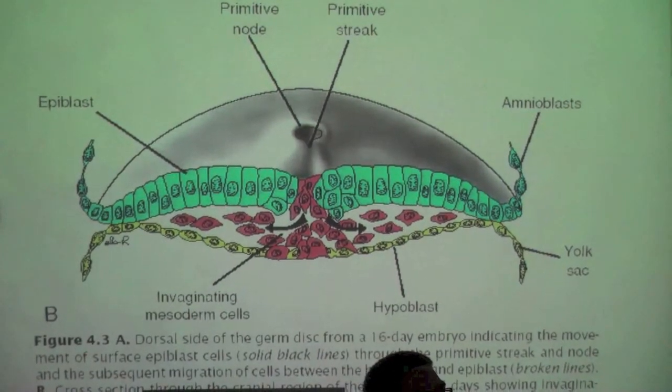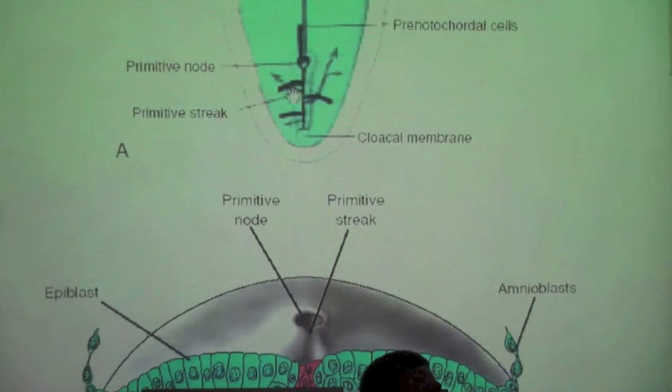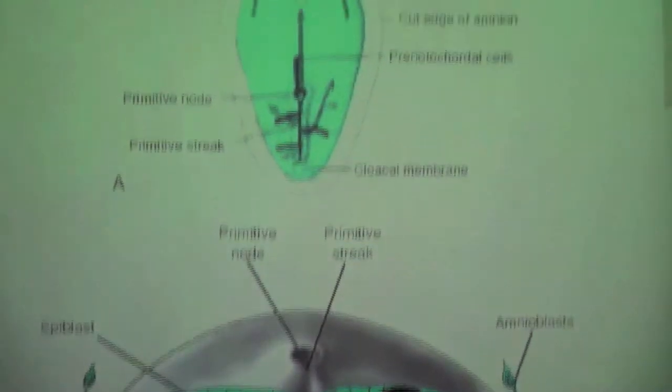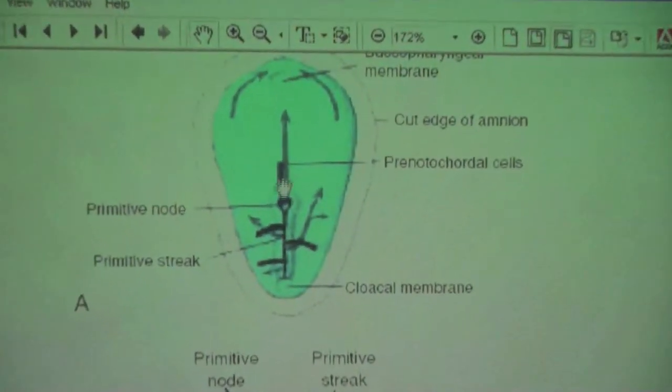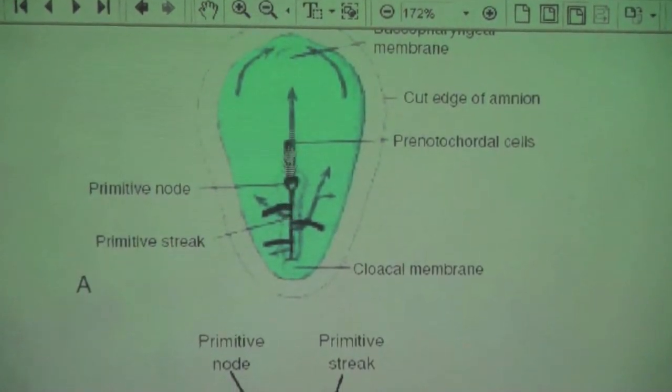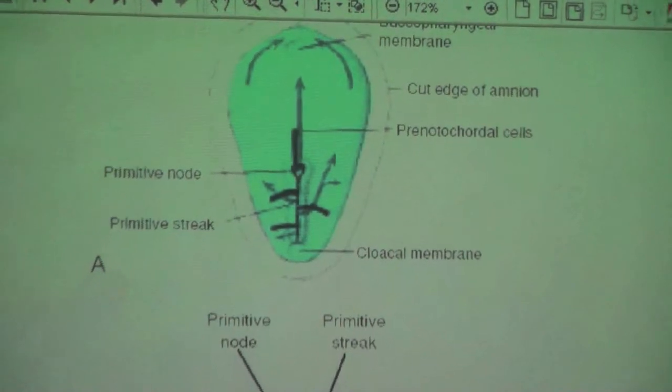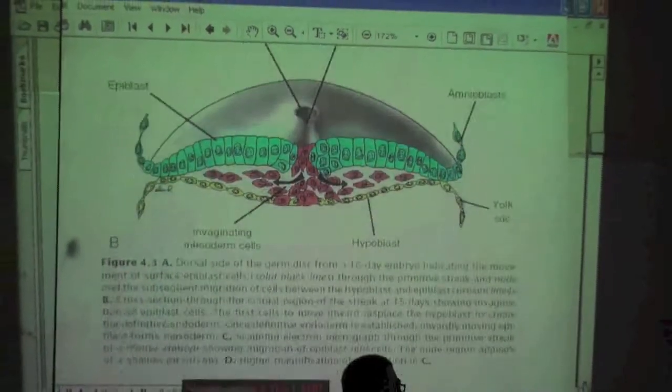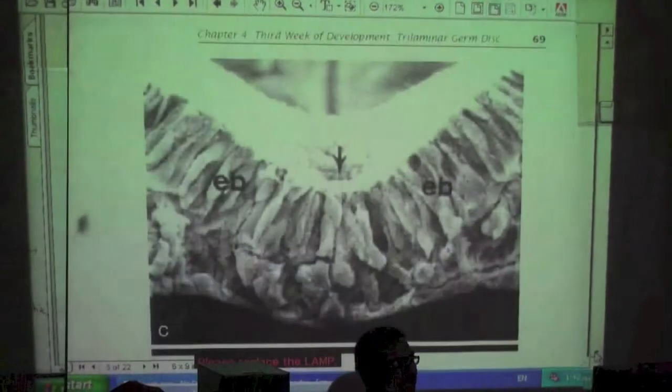But remember, the cells which are passing from the primitive pit, these cells will go straight up to the prochordal plate, and they will make notochord, in the direction from caudal to cranial.